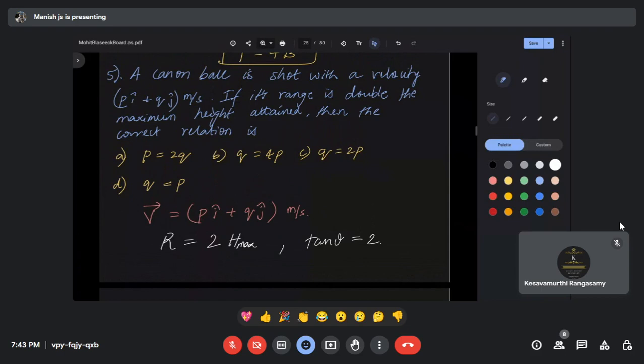They've given you the vector, no doubt. So how can you relate tan theta in the vectorial form? That is where the answer lies. The relation lies.